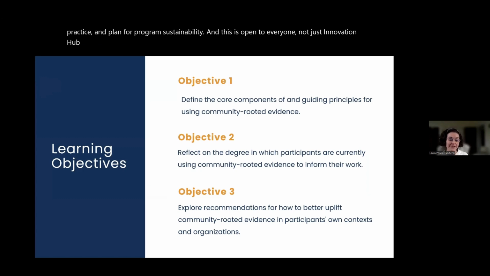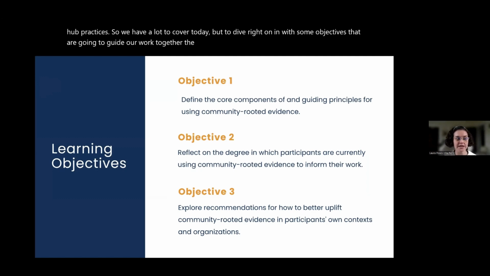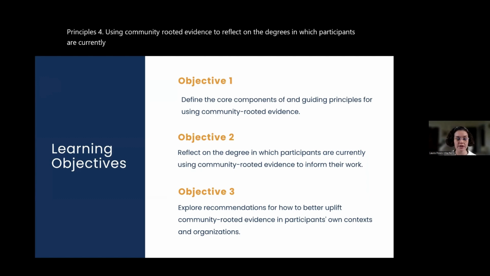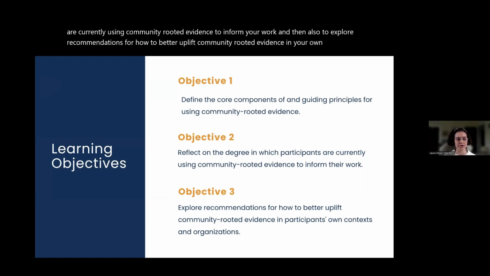So we have a lot to cover today, but to dive right in with some objectives that are going to guide our work together. The first objective is for folks to be able to define the core components of and guiding principles for using community-rooted evidence. To reflect on the degree to which participants are currently using community-rooted evidence to inform your work. And then also to explore recommendations for how to better uplift community-rooted evidence in your own context and organizations.